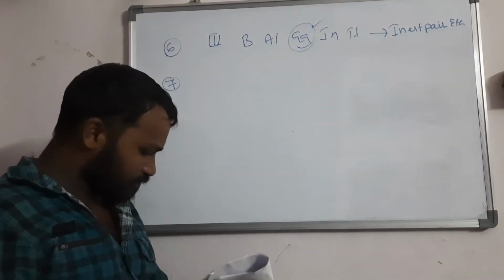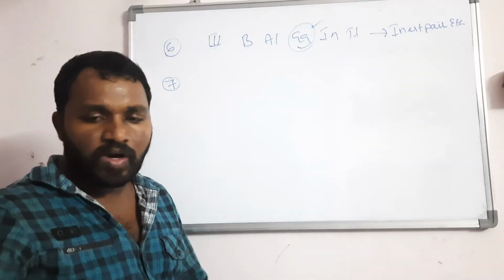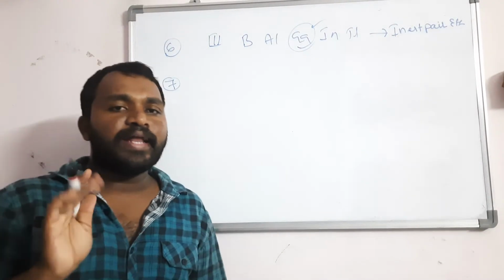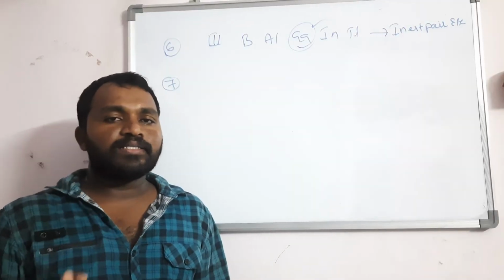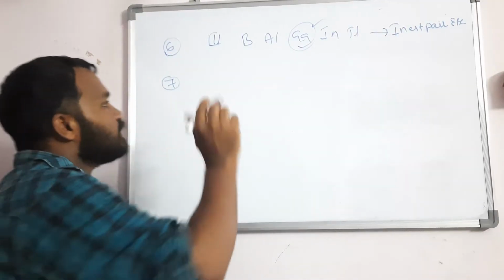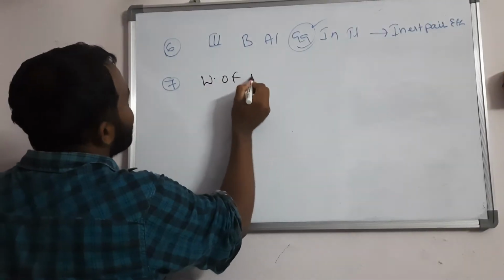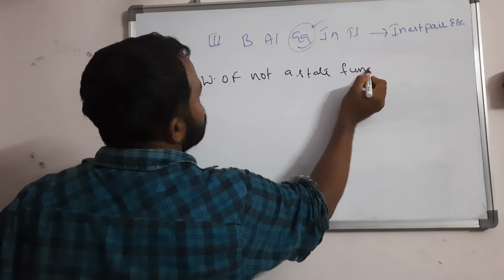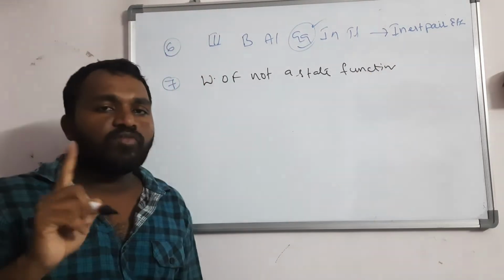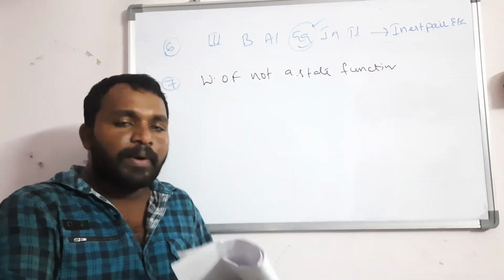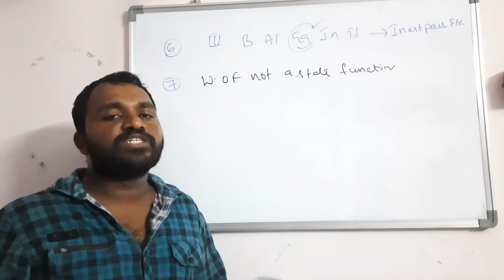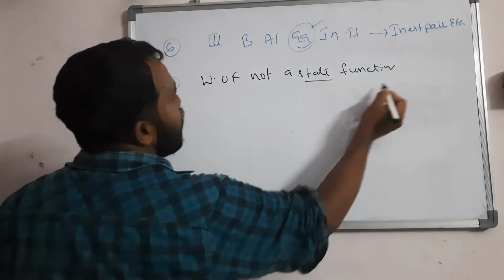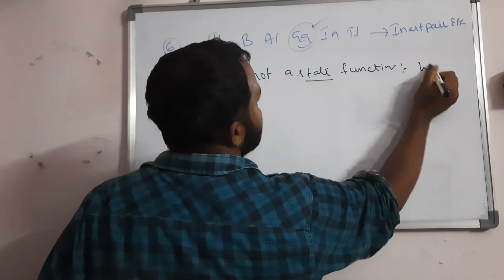Question number 7. Which of the following is not a state function? Directly, only work and heat are the path functions. We know that heat and work are path functions, and all the remaining, like internal energy, entropy, enthalpy, Gibbs free energy, are called state functions. Hence the answer is work.